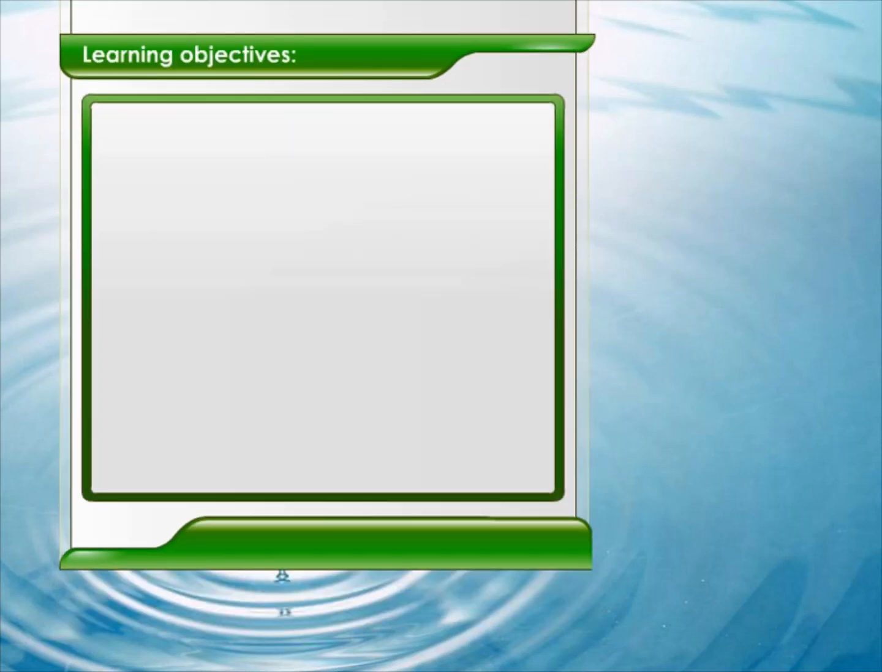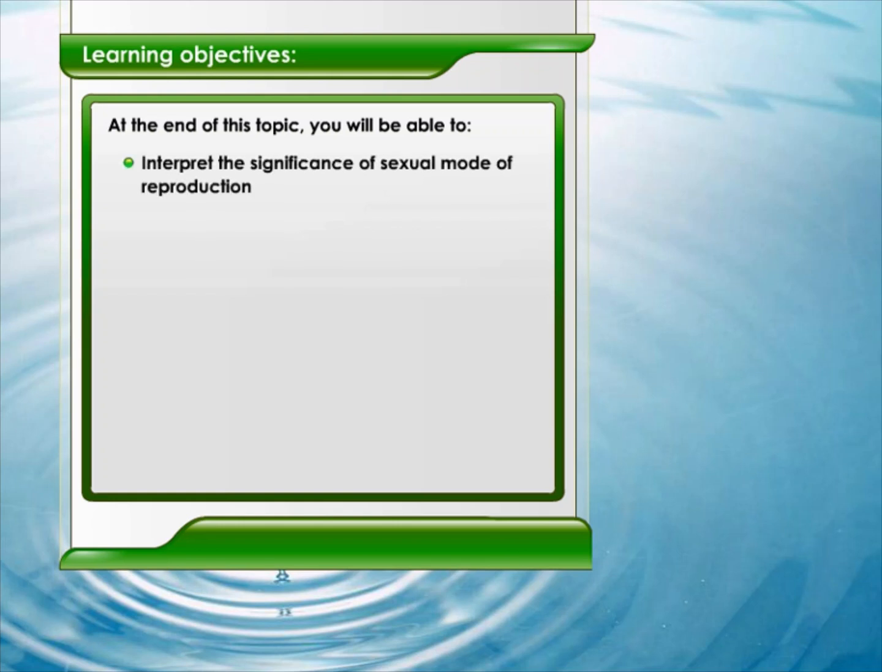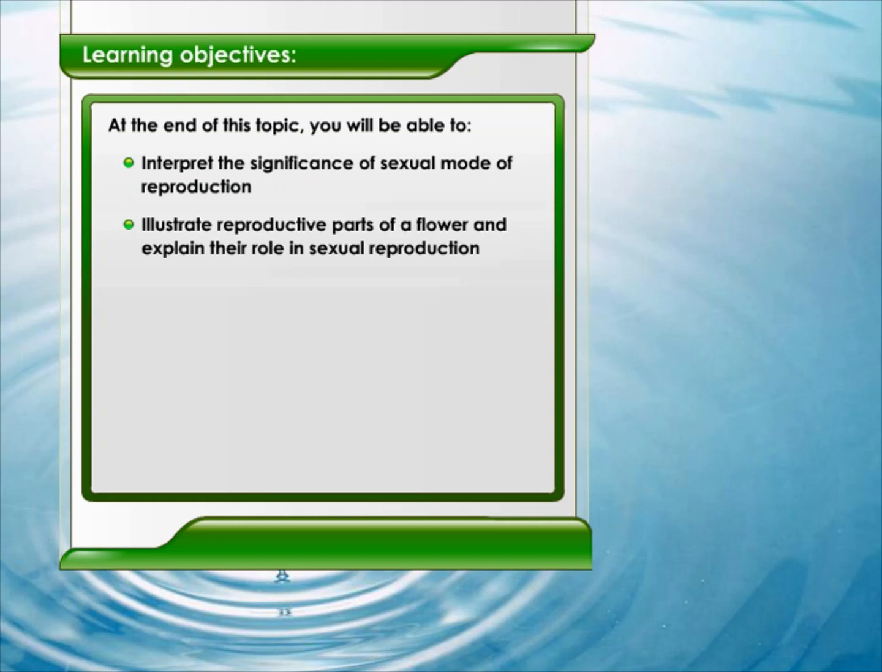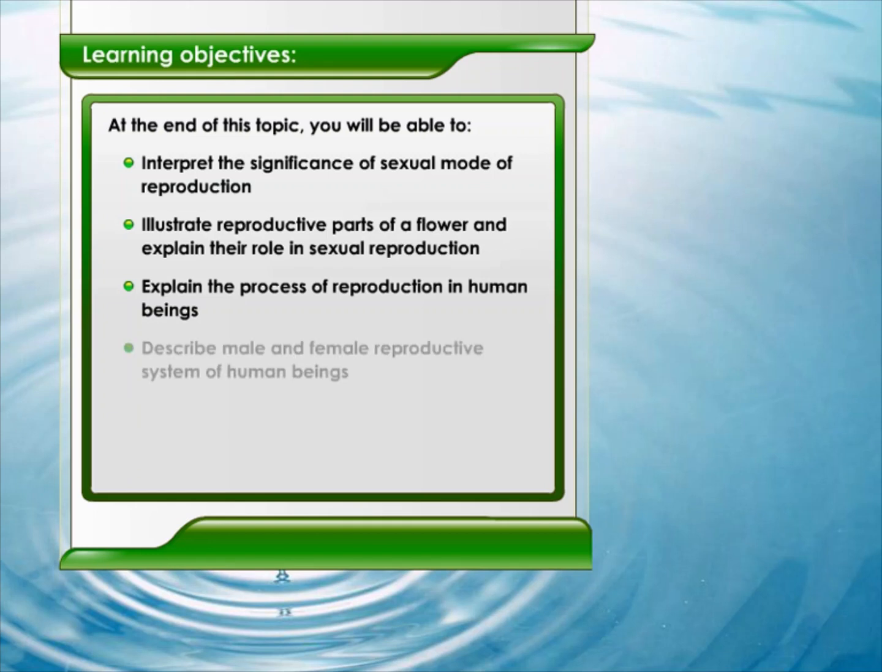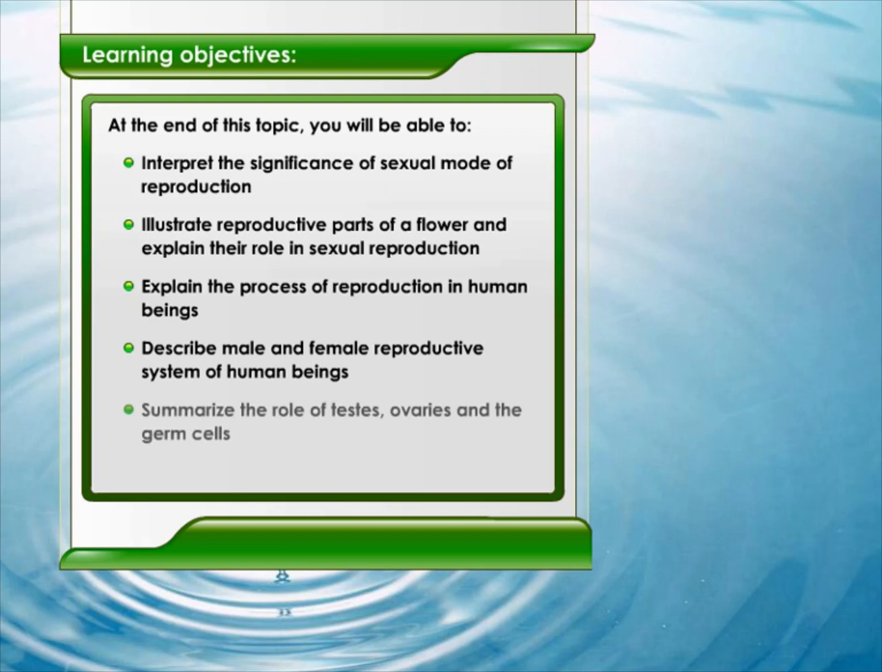Learning objectives. At the end of this topic, you will be able to interpret the significance of sexual mode of reproduction, illustrate reproductive parts of a flower, and explain their role in sexual reproduction. Explain the process of reproduction in human beings. Describe male and female reproductive system of human beings. Summarize the role of testes, ovaries, and the germ cells. Realize the significance of reproductive health.